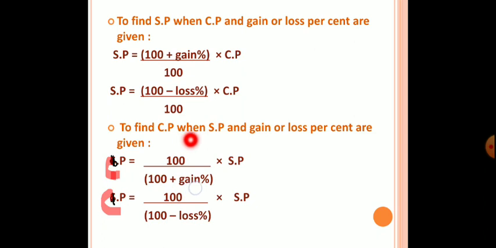How to find the cost price when selling price and gain or loss percent are given? So cost price equals 100 divided by (100 plus gain percent) into selling price. When there is a loss, cost price equals 100 divided by (100 minus loss percent) into selling price.